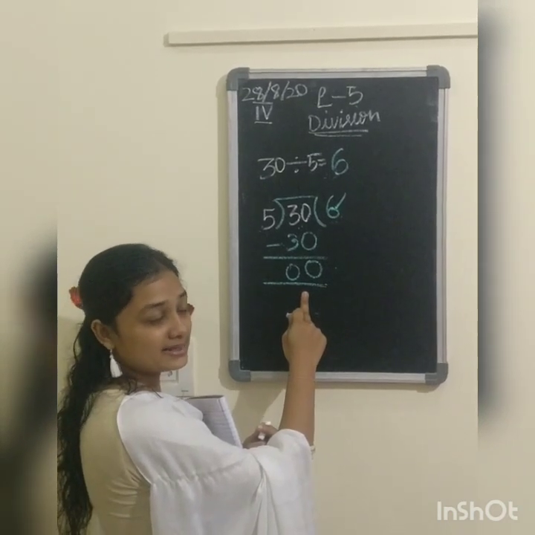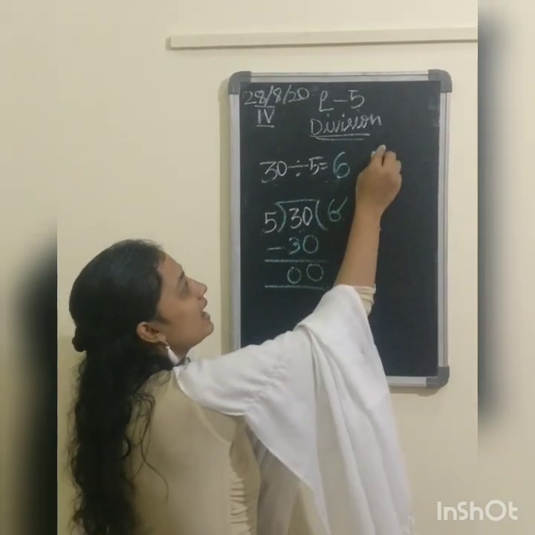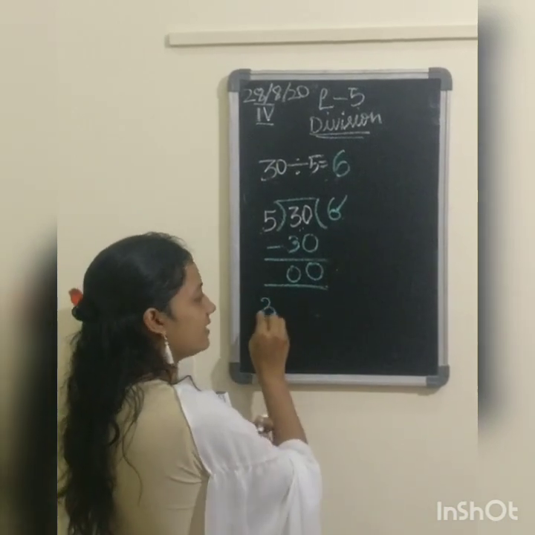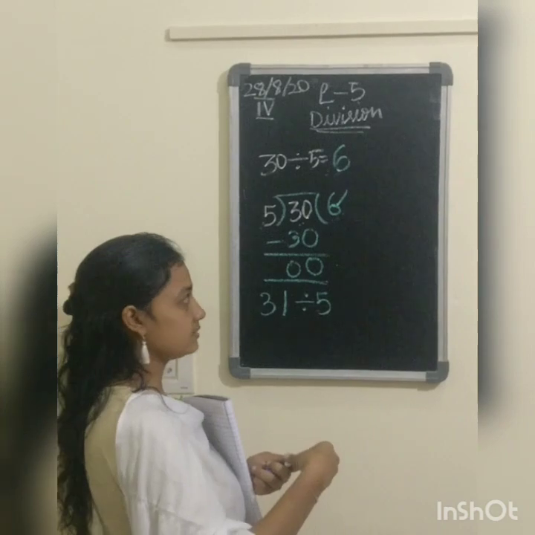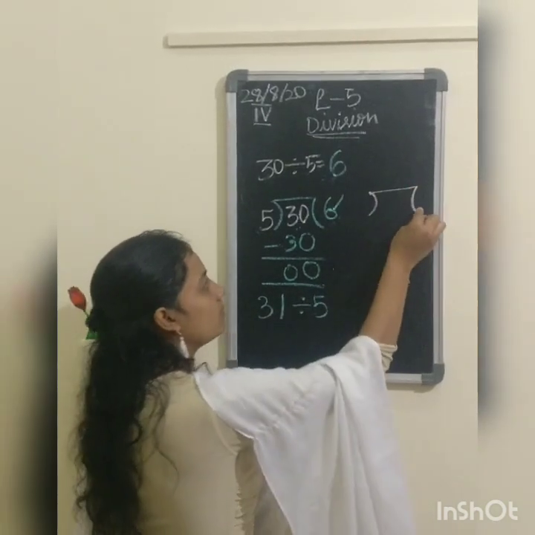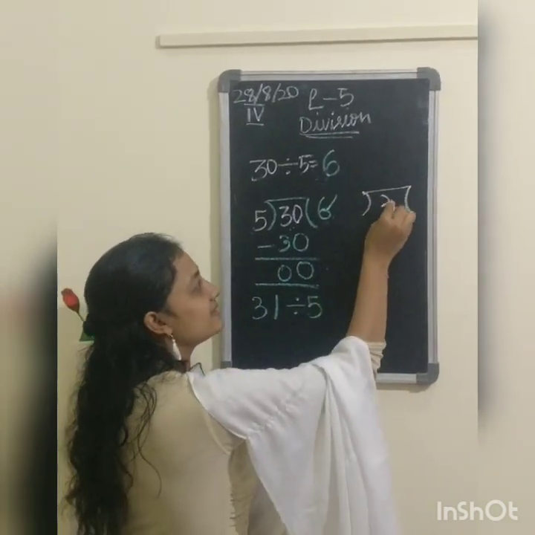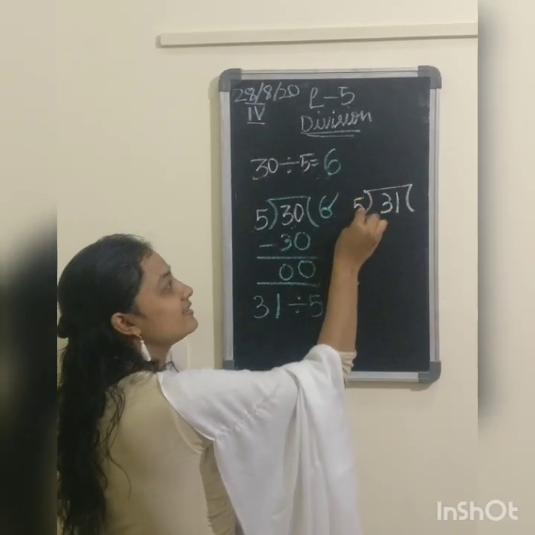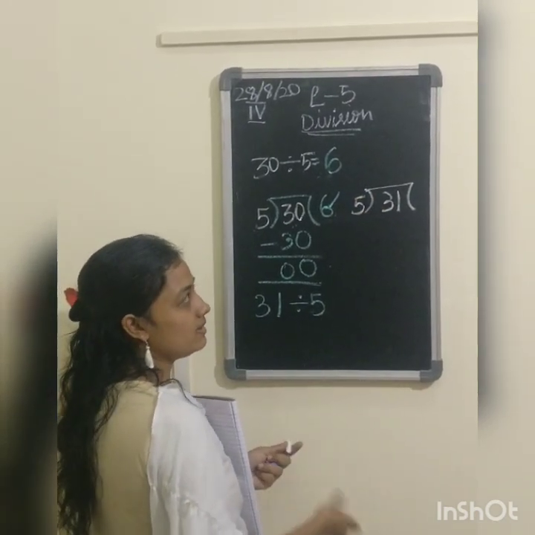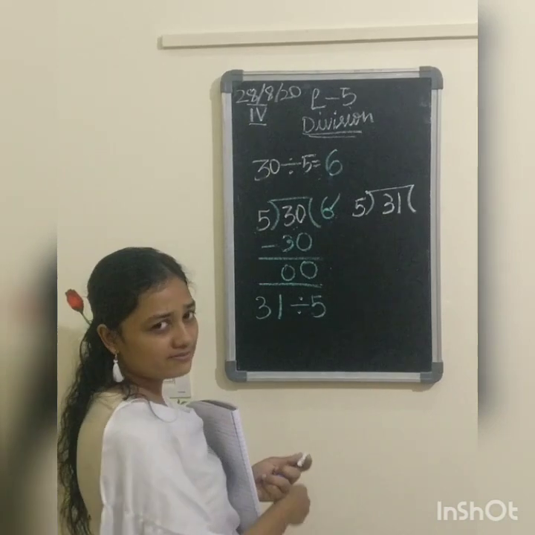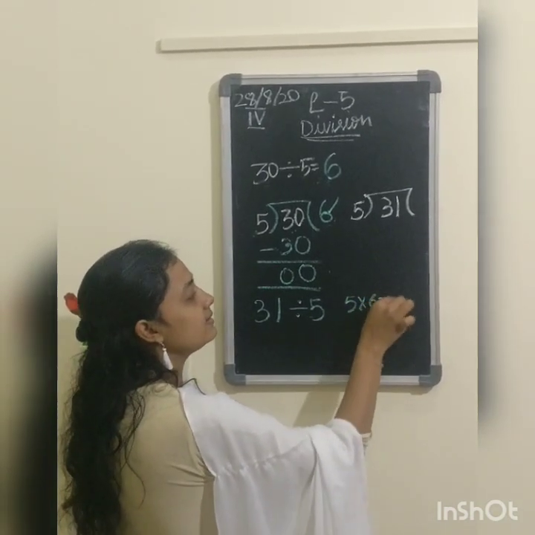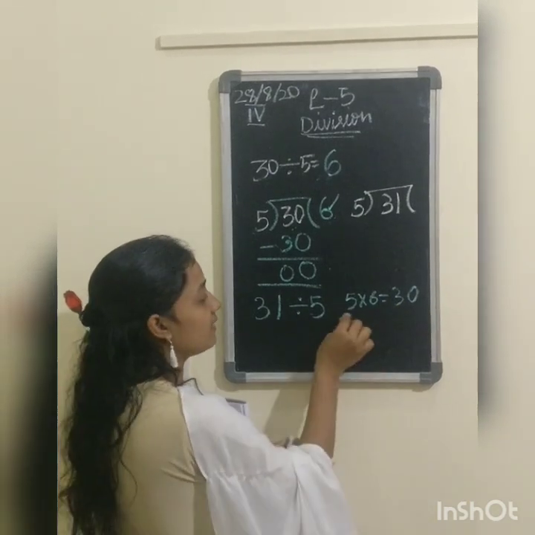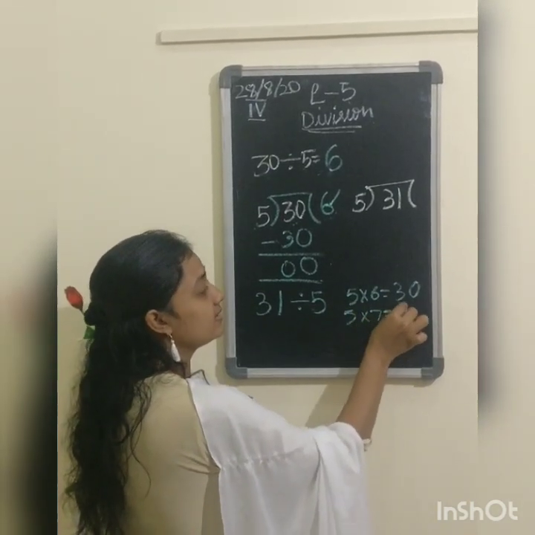Let me take another problem. I am going to take 31 divided by 5. Now let us divide this. I am going to draw a box, write the dividend inside and my divisor outside. Now tell me, where do I get 31 in the table of 5? 5 6s are 30. 5 7s are 35.